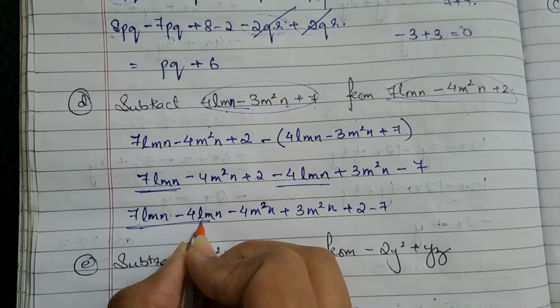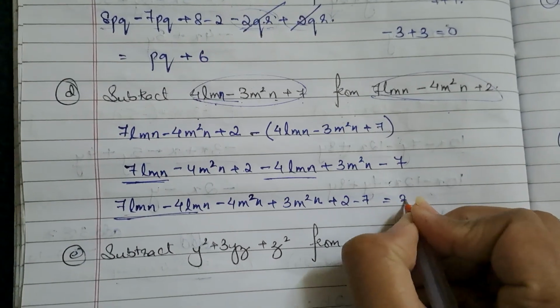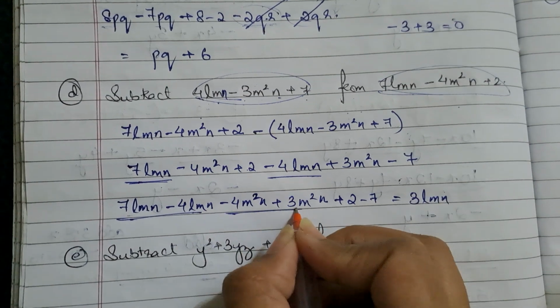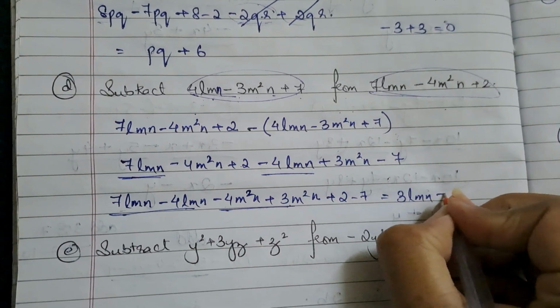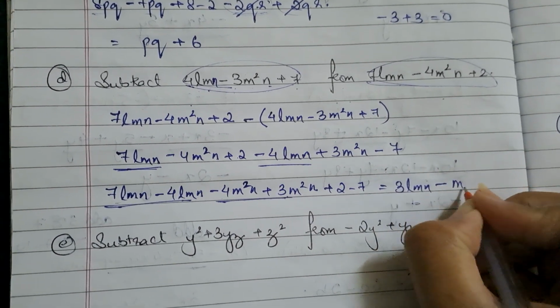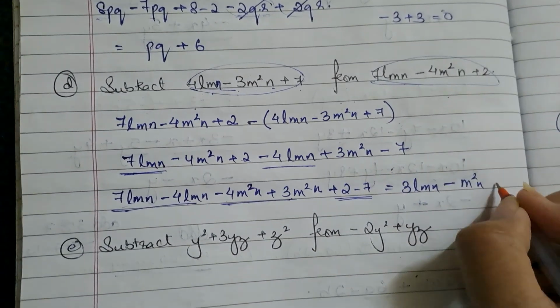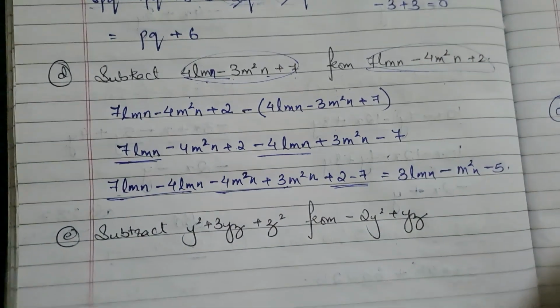Simplifying this, different signs, subtraction, 3lmn. These two, subtraction again, different signs. Bigger number sign is minus, so minus m square n. Then these two, subtraction, bigger number sign is negative, so minus 5. That's how we do it.